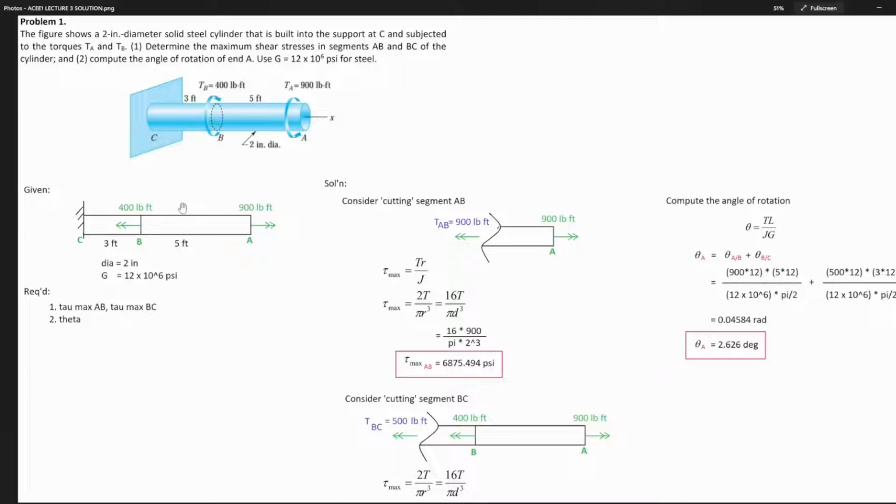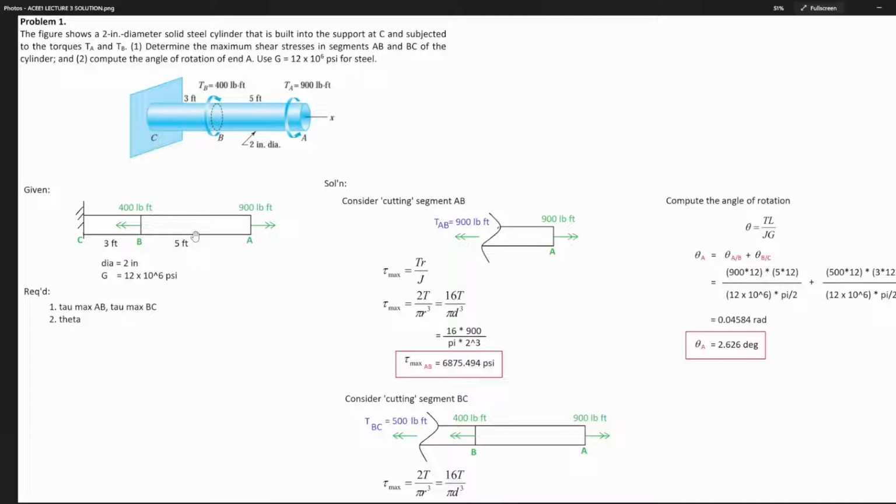So, this is the given. You guys also, write the given, the required, and then your solution. For the required, we are to find the maximum torsional shear stress for AB and for BC, and the angle of twist at A, theta at A. So, what do we do first? Let's consider cutting segment AB. Here, we cut, right?